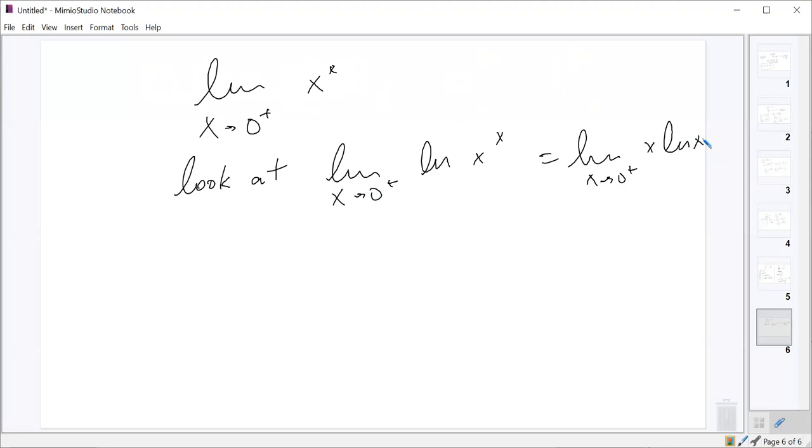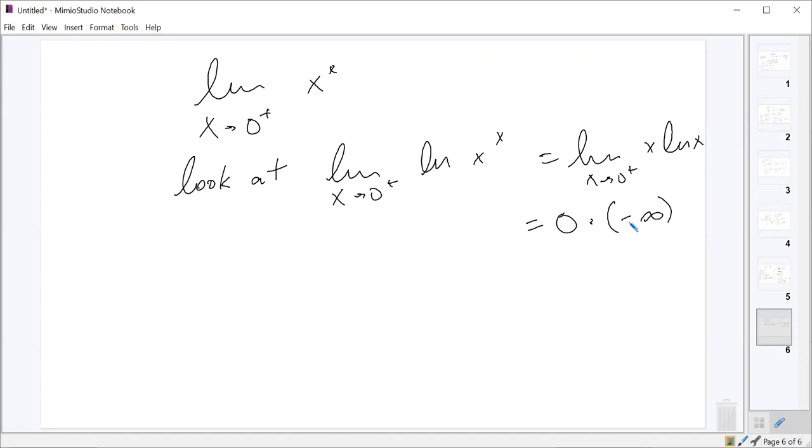From there, this becomes 0 times the natural log of 0 from the right-hand side, which is 0 times negative infinity, another indeterminate form. For this indeterminate form, 0 times an infinite value, we have to rewrite the limit so that we can use L'Hopital's rule.